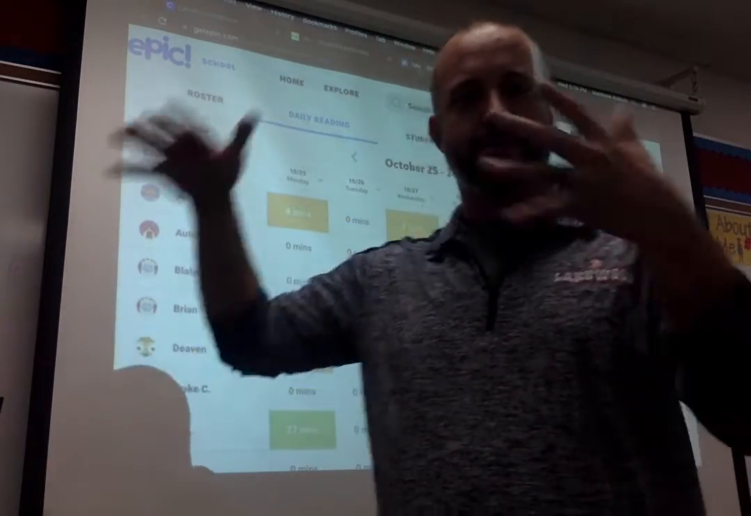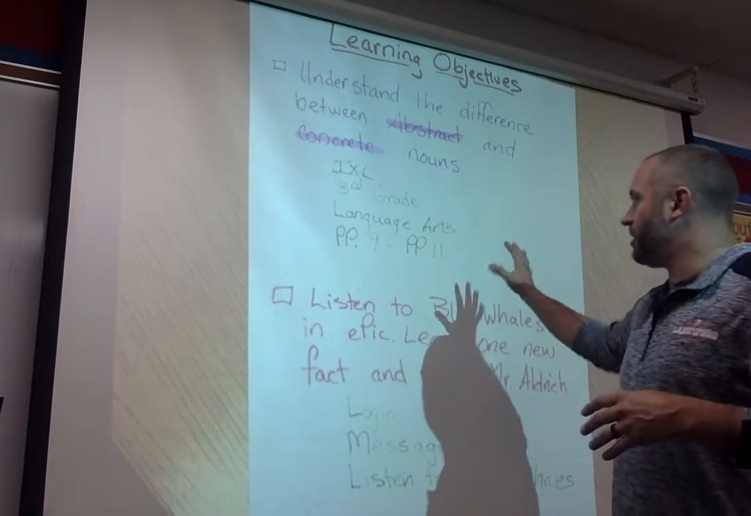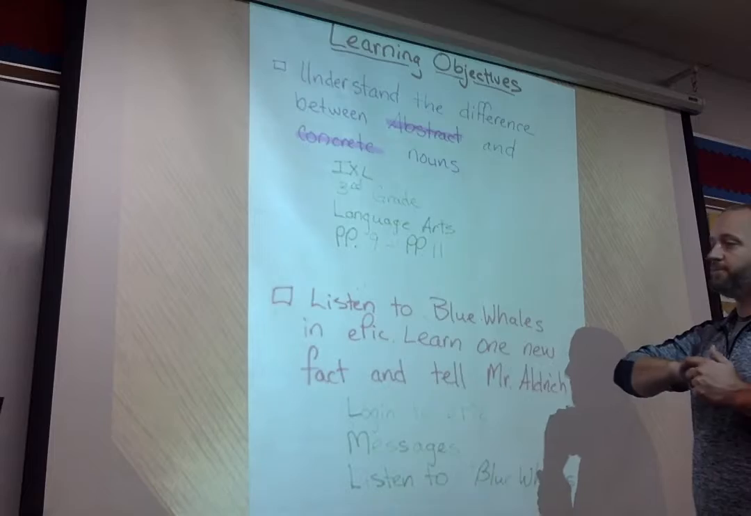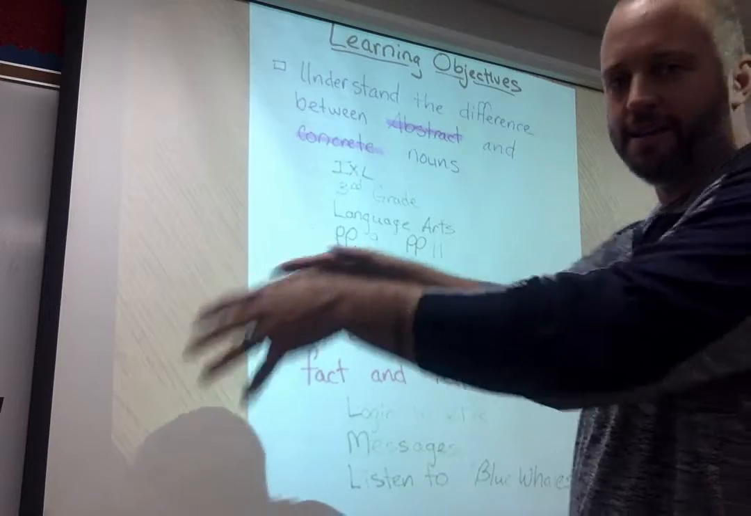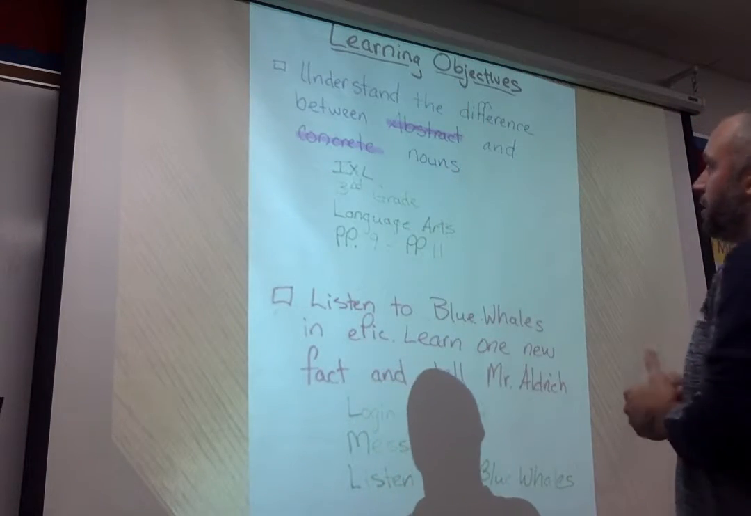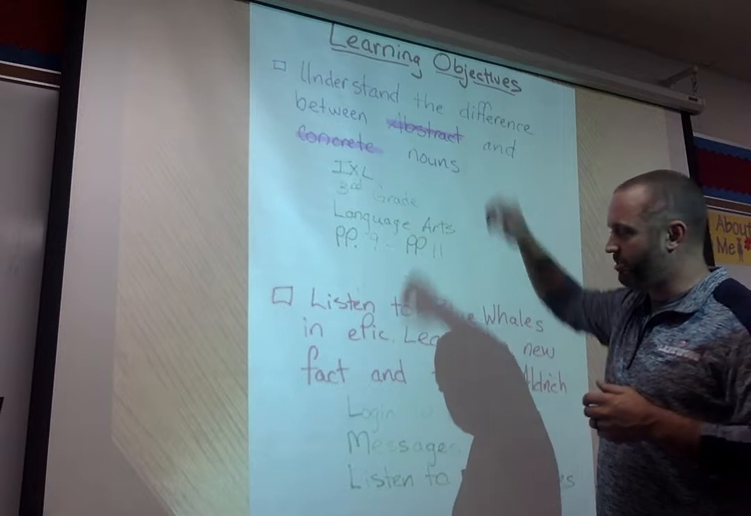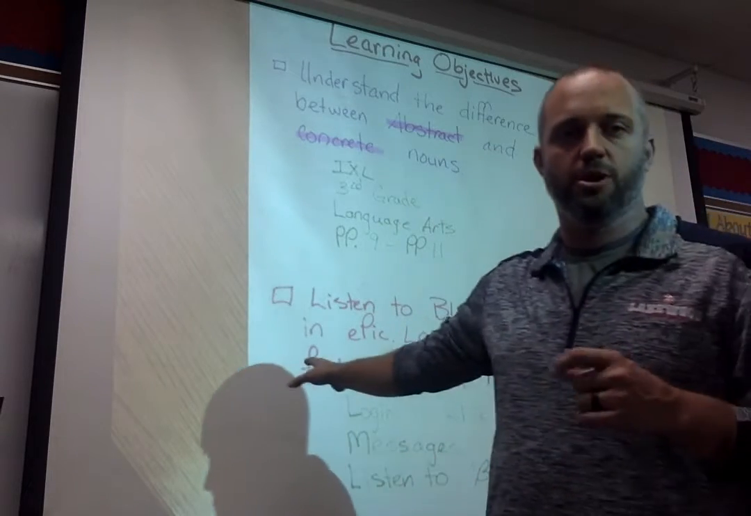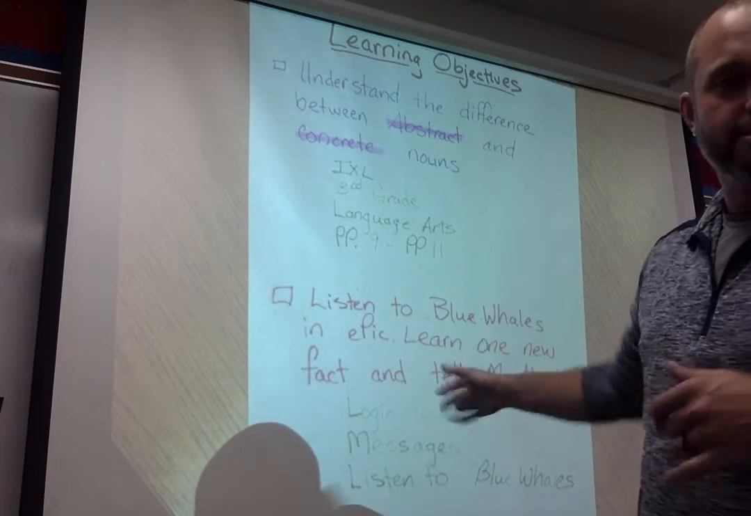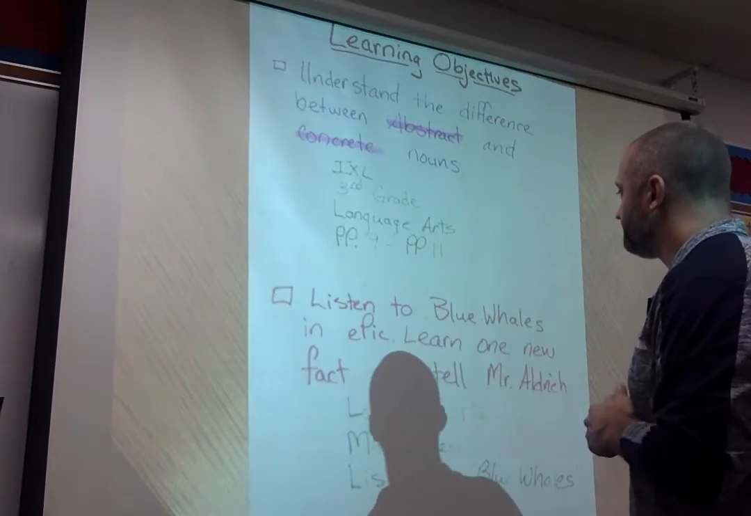How I would present this is I would use the Elmo, which is what I'm actually using right now. I might also put this on the whiteboard, but I could also put it like this. This is just a document imager, taking it right from my desk, projecting it onto the screen. So you get your learning objectives. I might put a skill up here that they should be learning in IXL. Once they're done with that, they can go listen to a book on blue whales, learn one new fact, come tell me about that new fact that they learned on blue whales, and then move on.